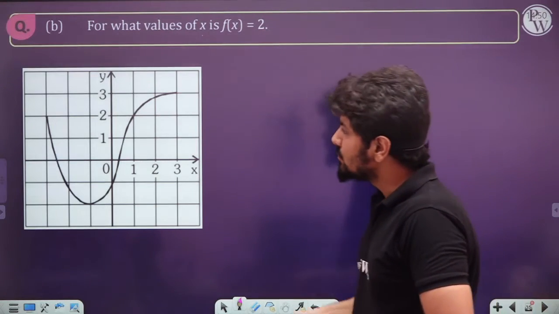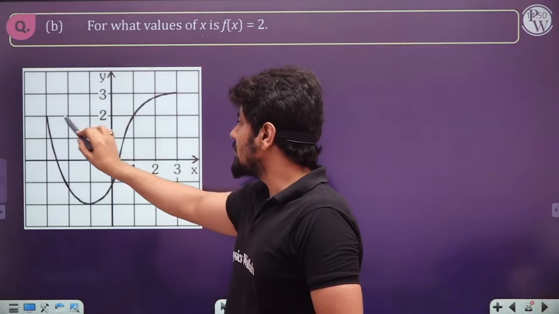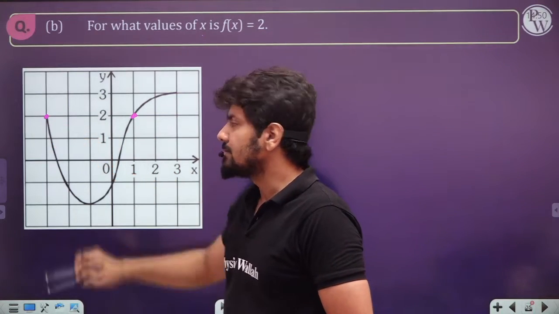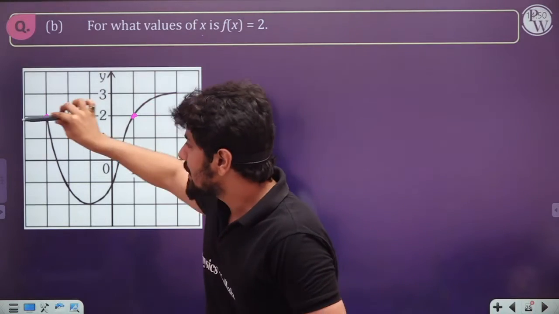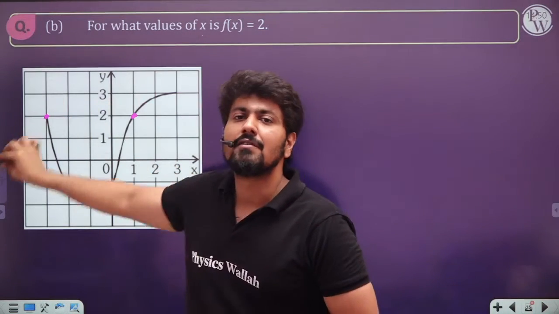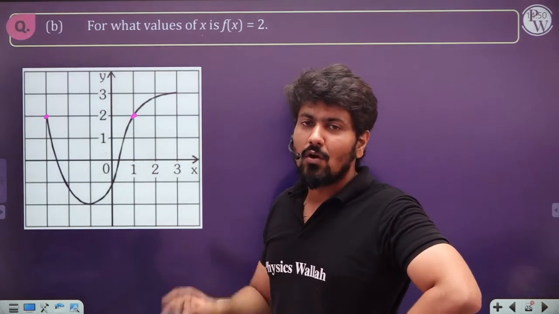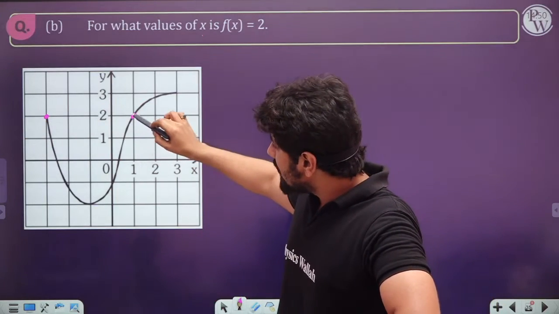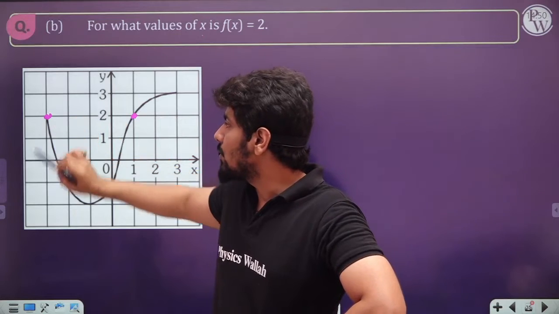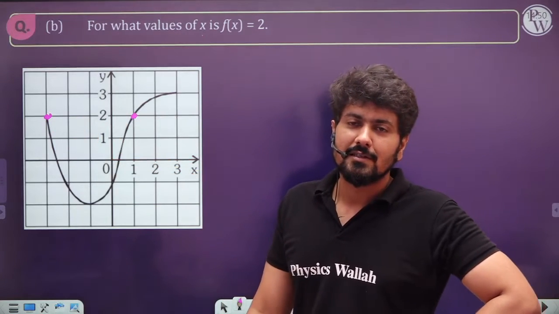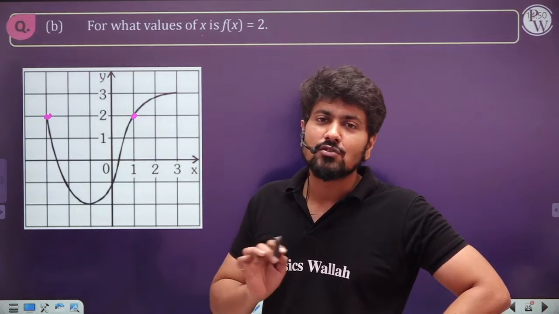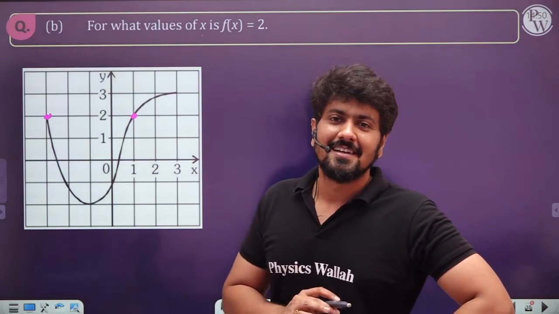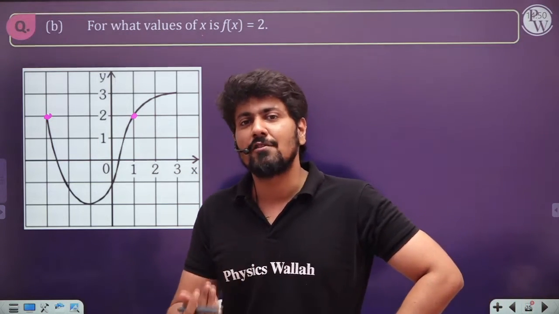The y coordinate is 2. So see, y coordinate 2 is over here, and y coordinate 2 is over here. Because on a horizontal line, the y coordinate remains the same everywhere. So here the y coordinate is 2, and here also we have the y coordinate as 2. So what is the x coordinate at these two points? That's what the question is asking us: for what value of x is f of x equal to 2.